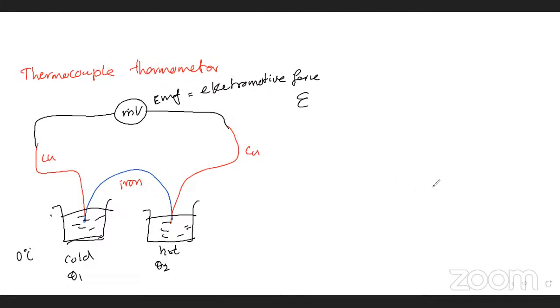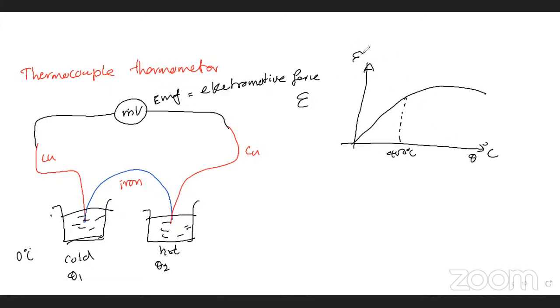The curve, the graph, is not linear at all. There is a linear region like this, and then the curve goes like this, up to about 100 Celsius. This is theta, and this is the electromotive force in millivolts.